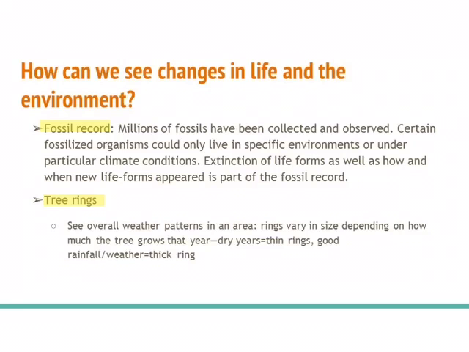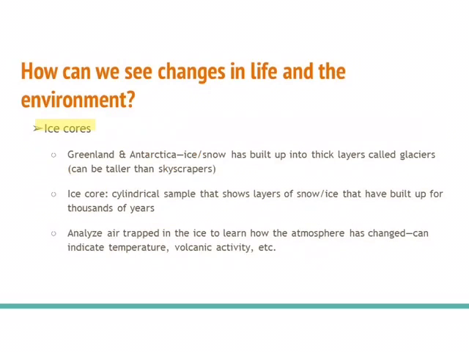And then similarly with plants, we can use tree rings to see the weather patterns in the area depending on the size of the rings. So a really thin ring means that it was a dry year. A thick ring in the tree would mean that it was a year with good rainfall. We also can use ice cores, which we talked about last week, to analyze air quality, volcanic activity, those sorts of things, so we can see how the atmosphere of Earth has changed by looking at the ice.